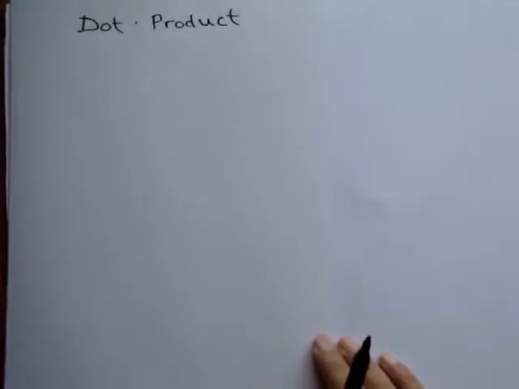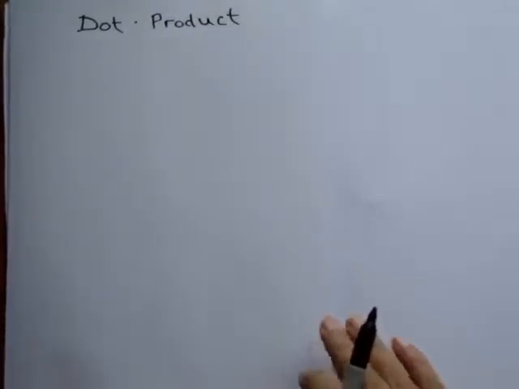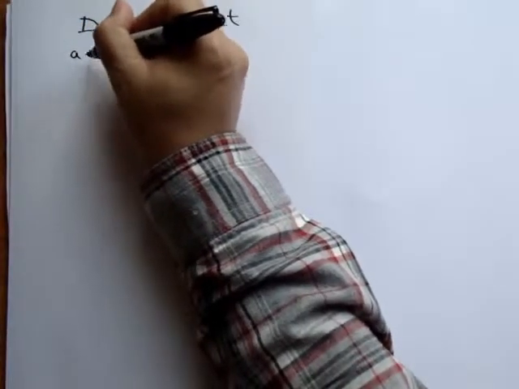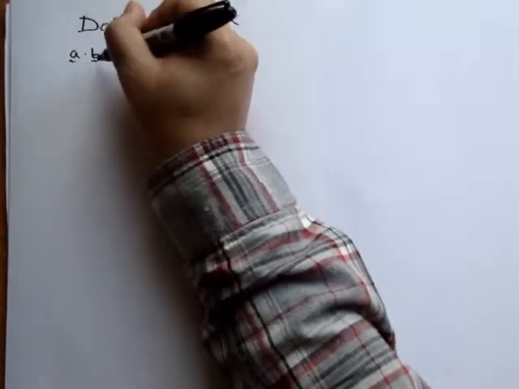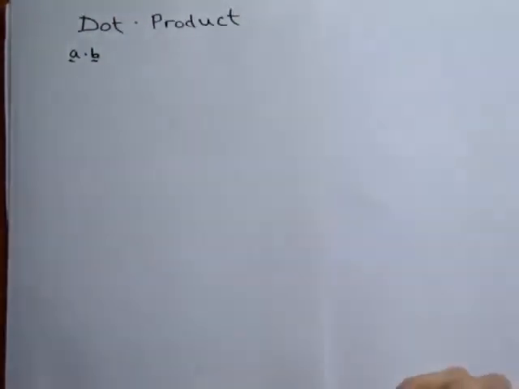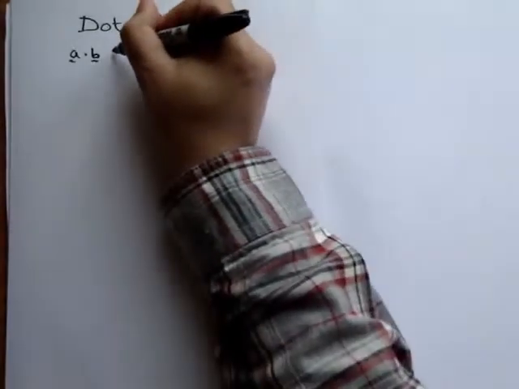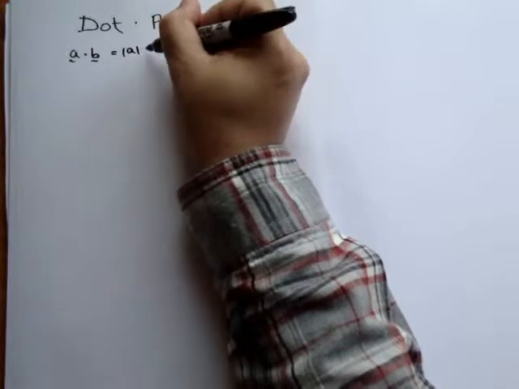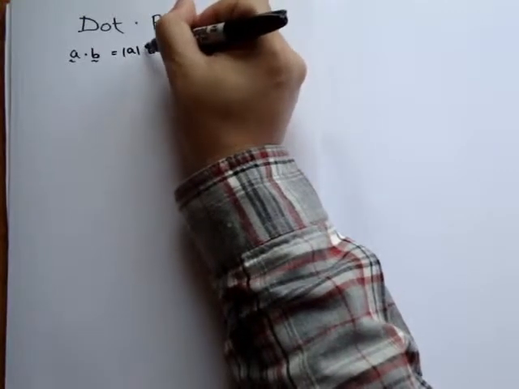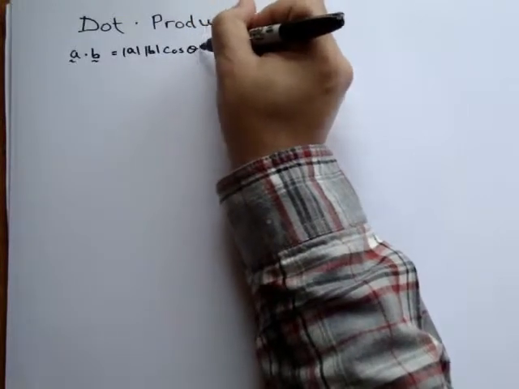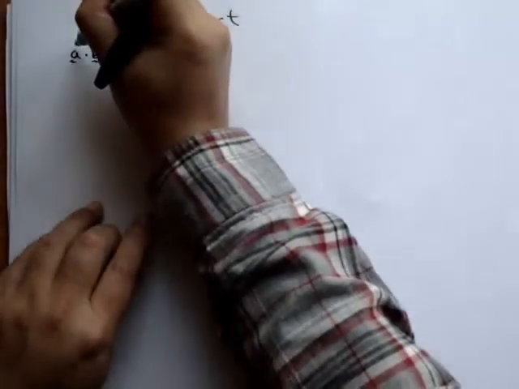Dot product: this is multiplying the two vectors A and B, and it's called the dot product because of this sign that we used for the multiplication. Now the dot product equals the magnitude of A multiplied by the magnitude of B cos theta, and this is a rule we have to remember.